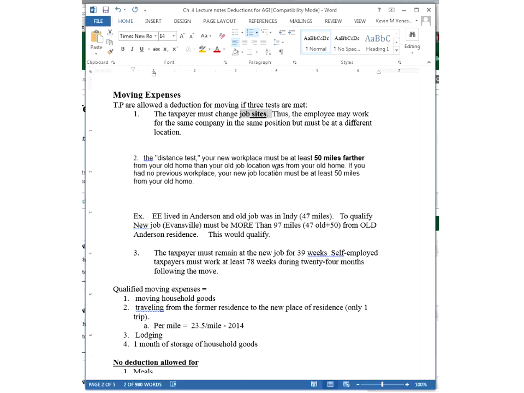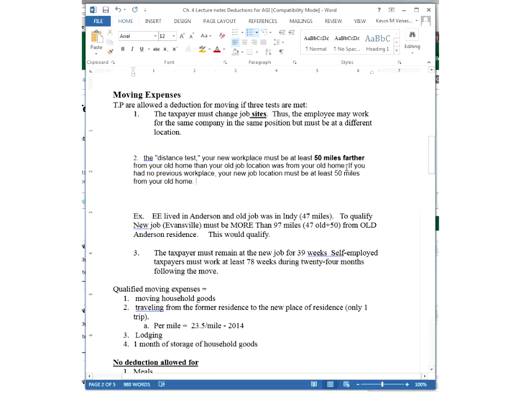So I could still work for Ivy Tech, but maybe I moved from the Anderson Muncie campus and I switched down to the, say, Evansville campus. That would be okay. You don't have to change companies, just sites. And as long as you are further than 50 miles more than what you currently drive, basically. So if, say, for example, I live in Anderson and I drive to Muncie, that would be about 20 to 25 miles.